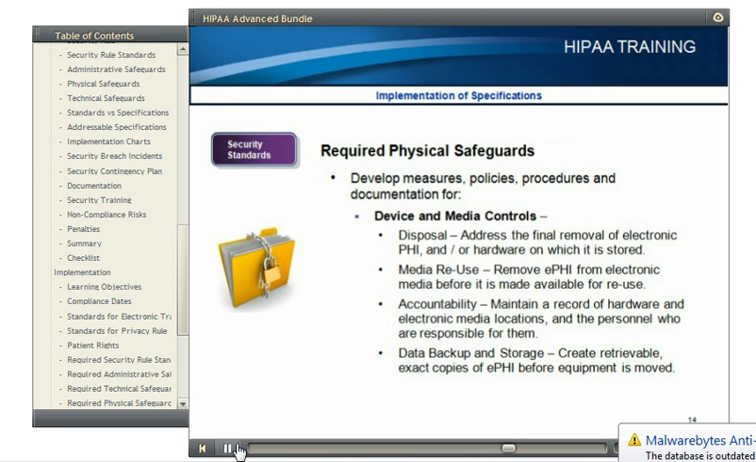Accountability. Maintain a record of hardware and electronic media locations and the personnel who are responsible for them. Data backup and storage. Create retrievable, exact copies of ePHI before equipment is moved.